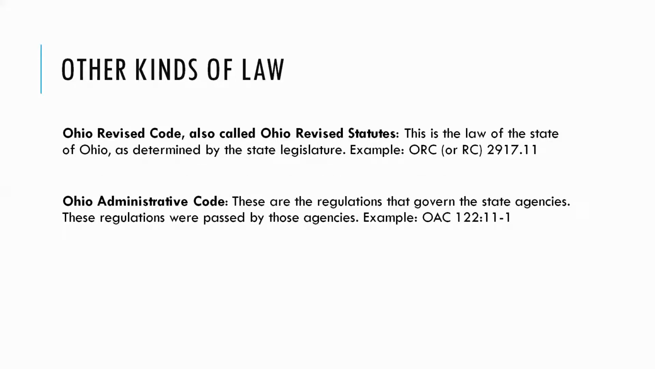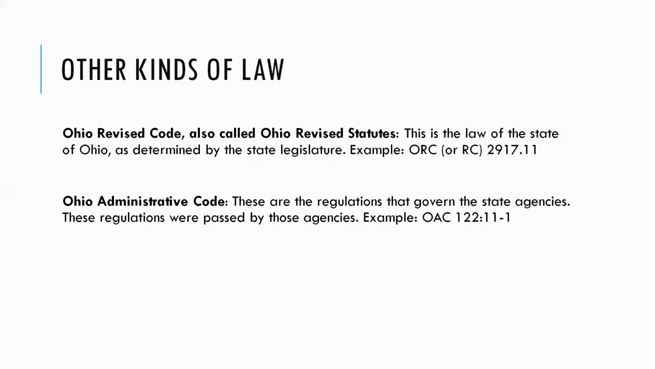So, other kinds of law. We have the Ohio Revised Code, which is also called Ohio Revised Statutes. It's a law of the state of Ohio determined by the state legislature. You're going to see that written as ORC or just RC and then a set of numbers. Usually you'll have numbers and then a period and then more numbers.